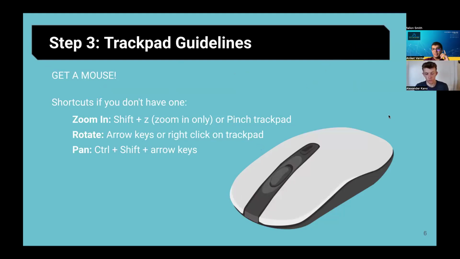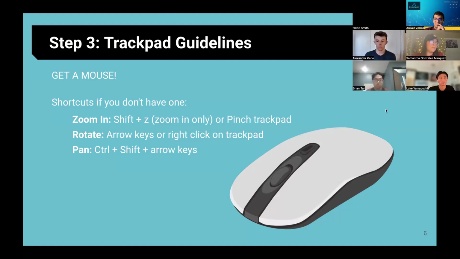Quick thing about CAD, which will probably save you a lot of time and anguish in the future, is please make sure you have a mouse, or try to at least have access to a mouse. Panning around your CAD parts, you'll realize later on with a trackpad is such a pain because it's so hard to do. So if you have a mouse, that would be optimal. However, if you don't have access to a mouse, it would be a good idea to get used to these trackpad shortcuts.